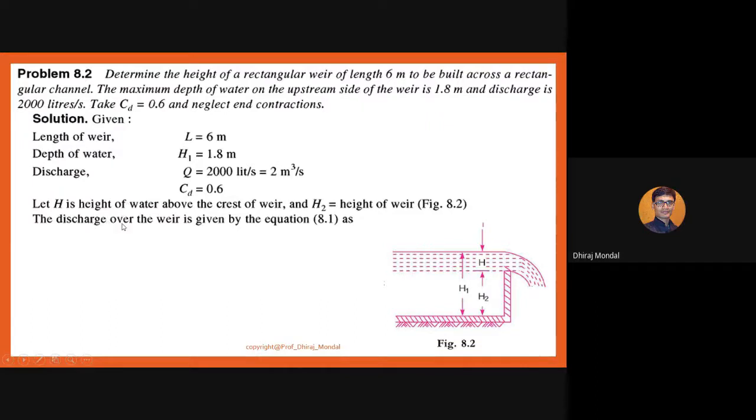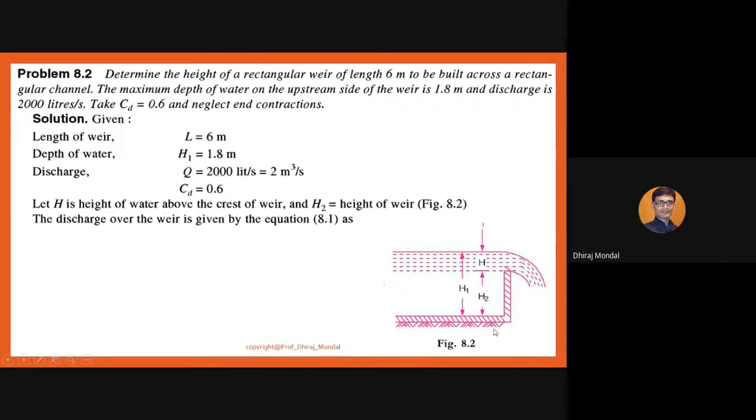So H is the height of the water above the crease. This is the crease here, this one. And H2 is the height of the water up to the crease, you can see. Okay, so up to the crease, what is the height?